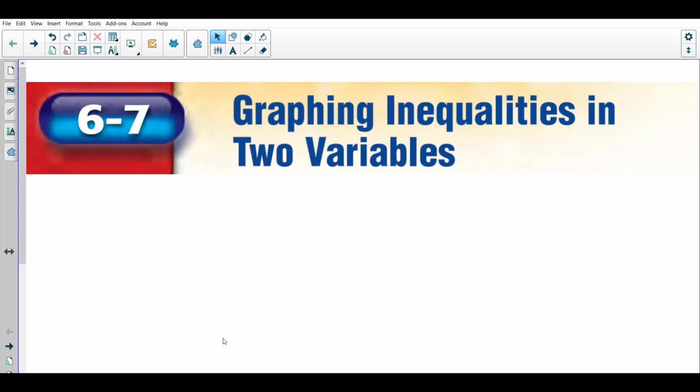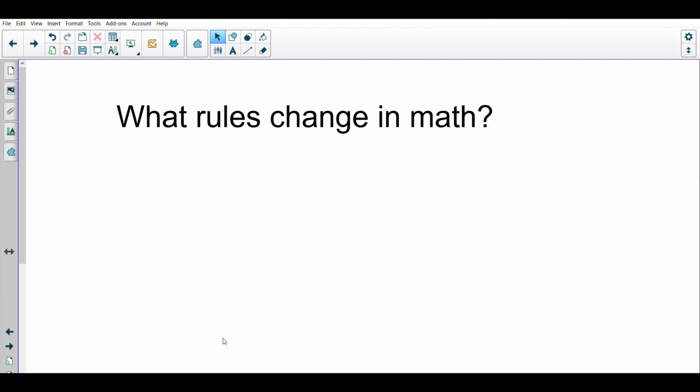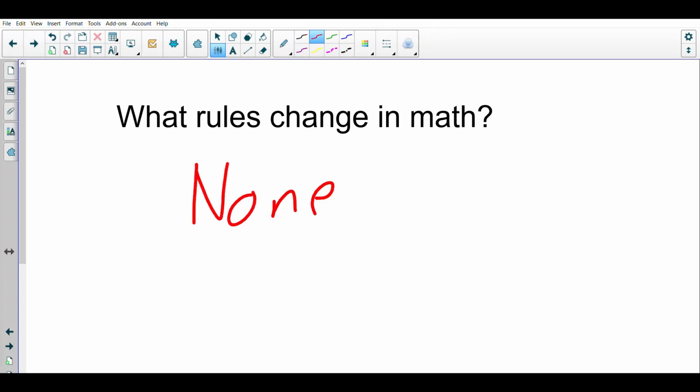So now I pose the question to you. What rules change in math? And hopefully this is in your head that none. Okay, so we got to remember our rules of how to graph lines. Remember y equals mx plus b, or the cover-up method.